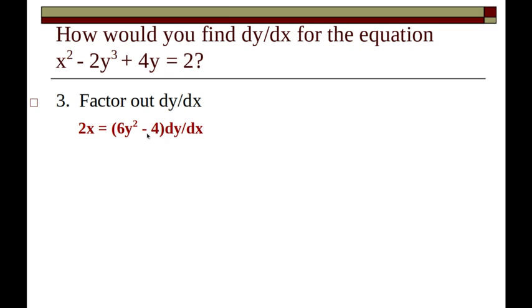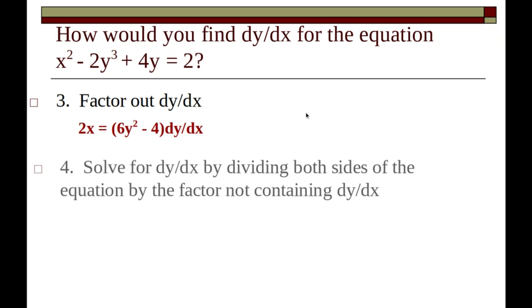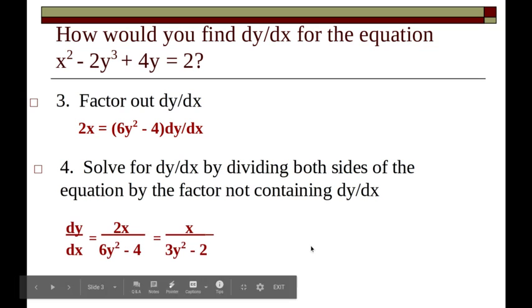And now to get dy dx by itself, we just have to divide over. So our fourth step is to get dy dx by itself by dividing each side by the factor not containing dy dx. So that would be this factor here. We're going to divide it over. And this one actually does reduce. If you left it like this, it's fine. But if you notice, you could factor out 2 from the top and from the bottom and cancel it, and we'd be left with this first derivative.